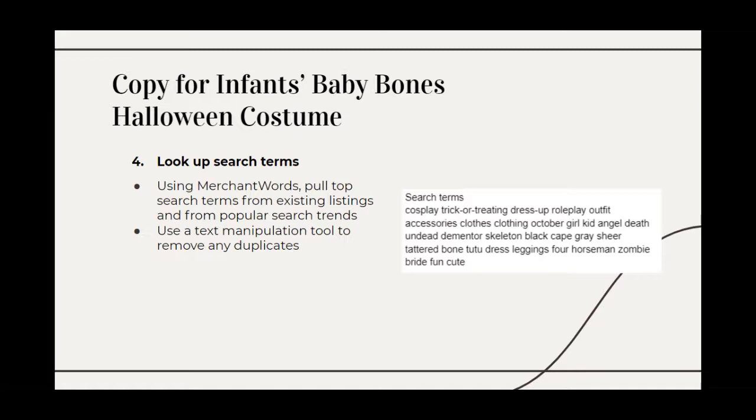Finally, I looked up search terms to help improve the product discoverability, which basically means it shows up amongst the top results when the consumer searches for something. So using Merchant Words, I pulled the top search terms from existing listings on Amazon and eBay, as well as some popular search trends, such as in this case, Halloween costumes. Afterwards, I use a text manipulation tool to remove any duplicates, and then go through the search terms by myself to determine which words to delete based on relevance. And there we have it, a complete copy.